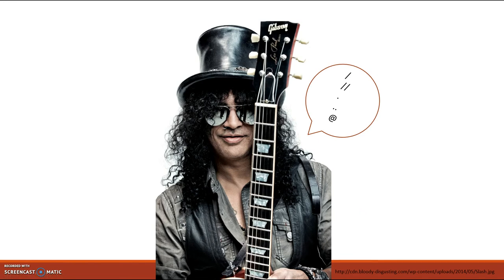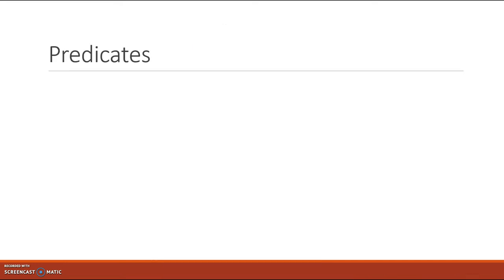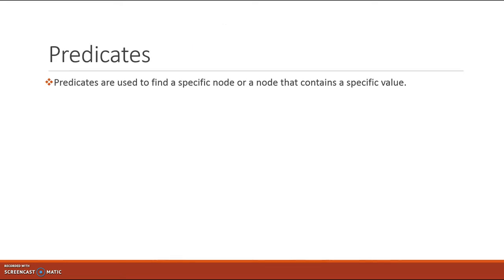Now that you're tired of hearing me say slash, which I'm going to end up saying quite a bit more throughout this lecture, we can move on to predicates. Predicates are similar to expressions, but they are more specific. Predicates are used to find a specific node or a node that contains a specific value. They refine or filter node sets, and the predicates are always embedded in square brackets after your slashes and node names.